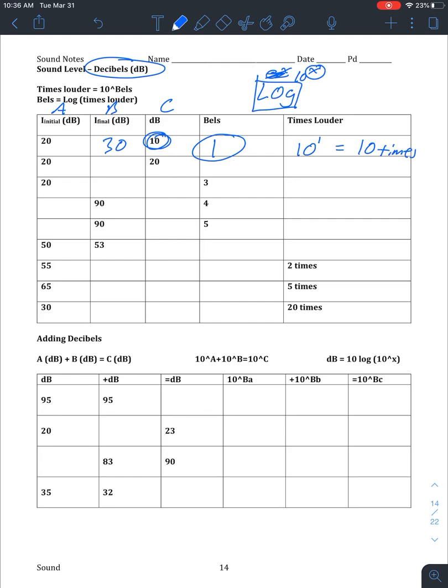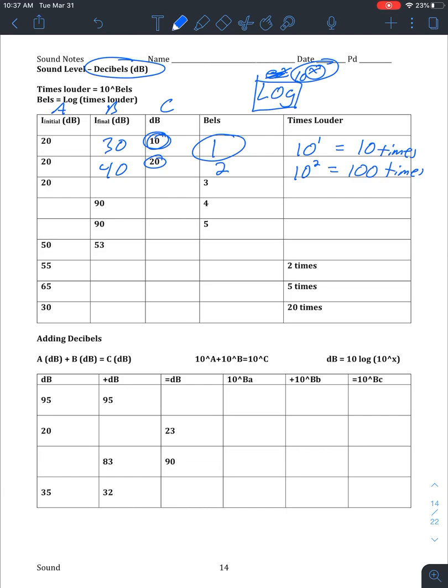times louder. So if we complete the next line, again, starting at 20, we have a difference of 20. So 20 plus 20, good job, is 40. That's a change of 20 decibels, which is really 2 bells, because 20 divided by 10 is 2. So again, to see how many times louder that is, we're going to do 10 to the second power, or that second log button feature. That's going to give us 100 times louder. So it's pretty easy as you deal in whole numbers of bells.